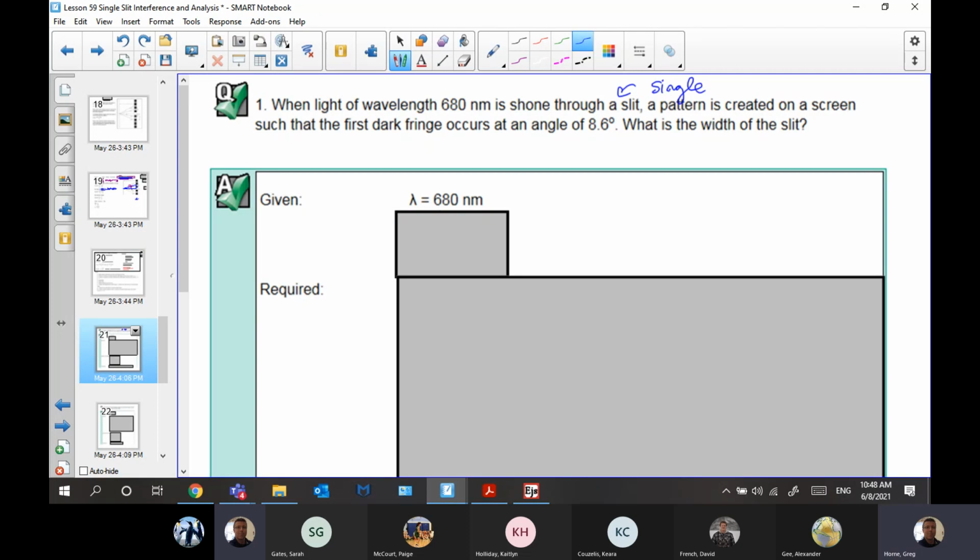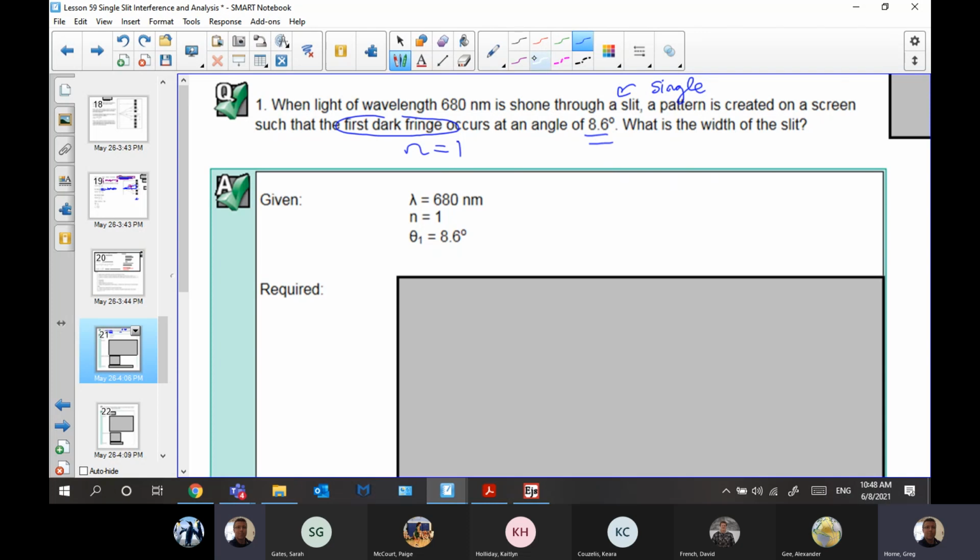I have to use cursive here so it doesn't look so weird. So, single slit, and the patterns created on the screen, such as the first dark fringe. So the first dark fringe, that's n equals 1. So that's that next part. And of course, they said it's an angle of 8.6 degrees. Right? So you just pick out the details of what we're looking at and what they gave us and what we're talking about.